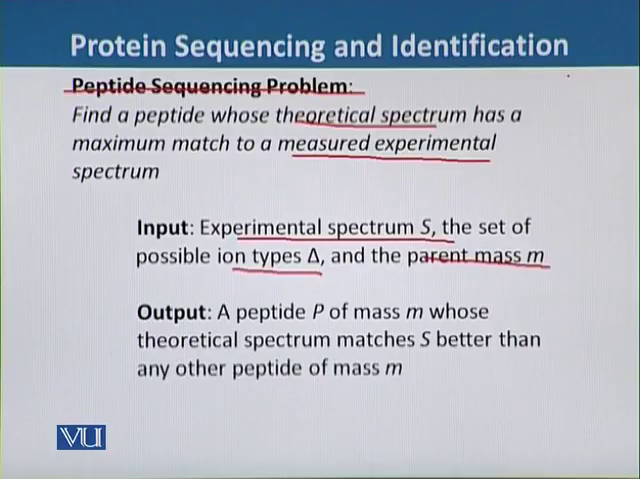So these are the inputs that we will provide to the algorithm, and as the output we will get a peptide P of mass M whose theoretical spectrum matches S better than any other peptide of mass M. So by comparing and matching the mass of a peptide, we can get the correct sequence that has the peptide mass.